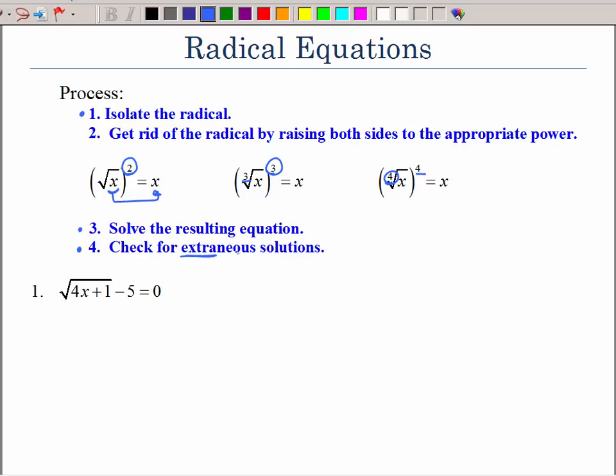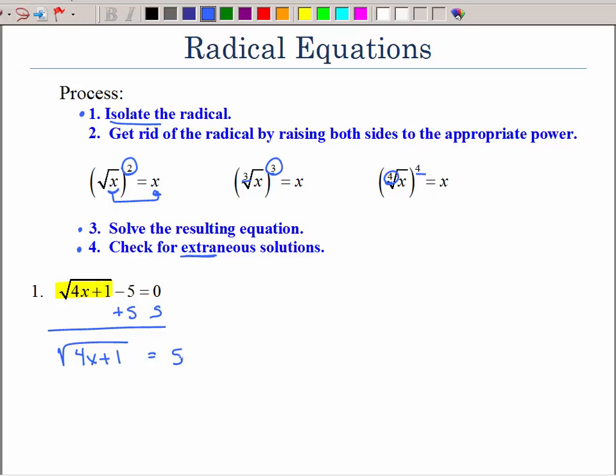Let's look at this first example. We have a square root and it's not by itself. I want you to just highlight that and see that it's not by itself on one side of the equal sign. You have that -5. So in order to isolate that radical, we're going to add 5 to both sides. So we have the square root of 4x plus 1 equals 5. That first step is so very important.